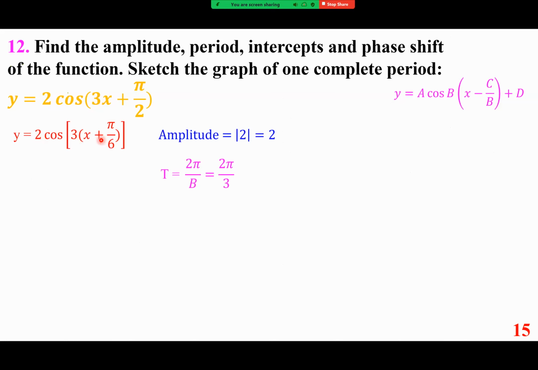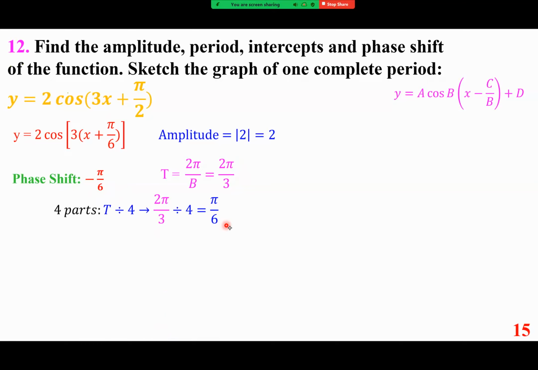Now there is a phase shift of minus pi over 6. That means it has shifted to the left by pi over 6. So since the complete period is 2 pi over 3, we are going to go from minus pi over 6 to minus pi over 6 plus 2 pi over 3, a complete cycle, and we're going to divide this by 4, and I'll show you what we do.